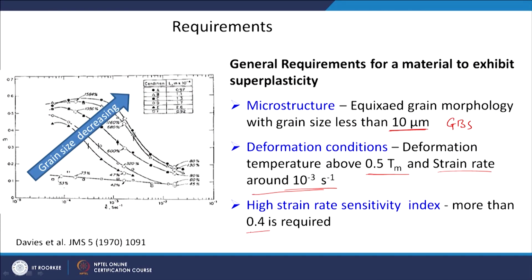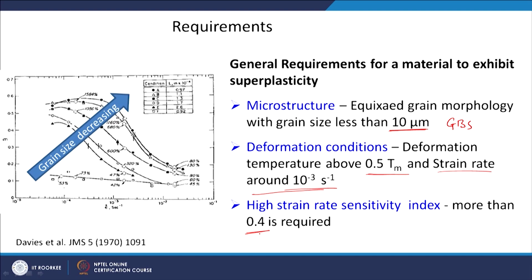One is of course high temperature, that you have to take material to high temperature, and the other is the very slow strain rate. So, when we are doing forming, one part will be produced in a very long time. So, the productivity will be low if you are going for superplastic forming. And of course, strain rate sensitivity, as already told, should be more than 0.4.